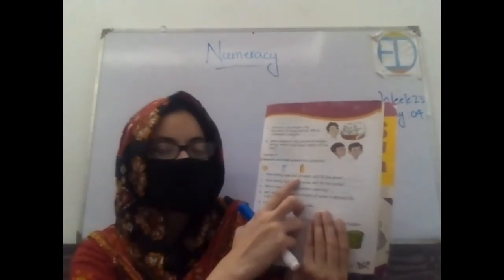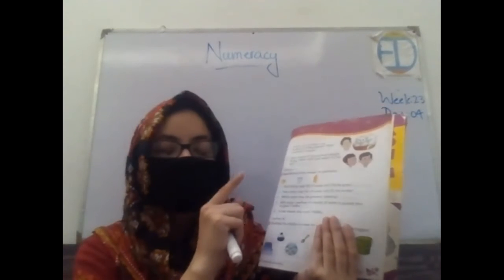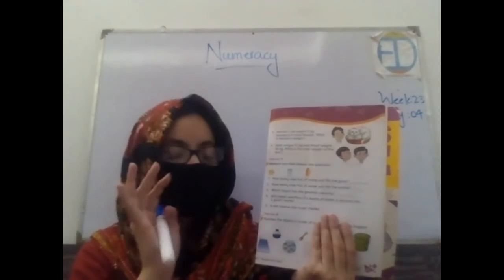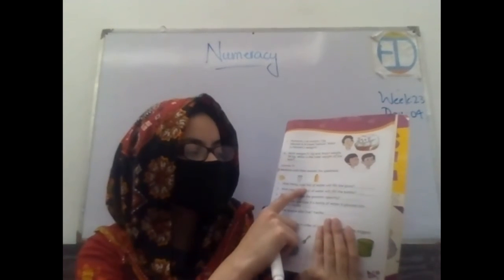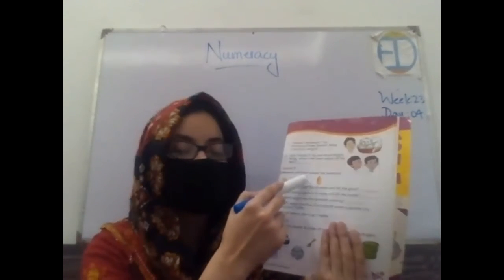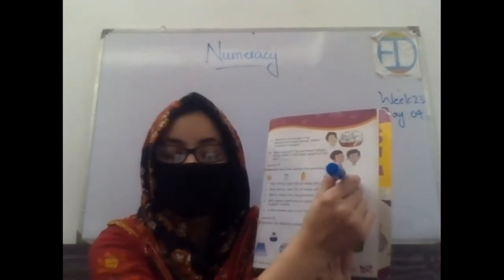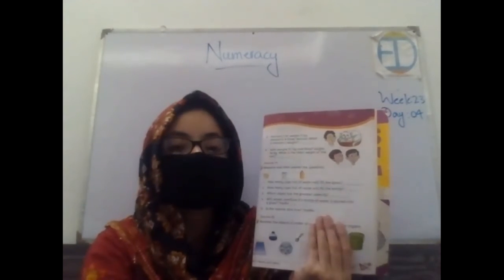Because you have to take these three things, a cup, a glass, and a bottle, right? Then you first have to fill them with water. How many cups full of water will fill the glass? You have to fill the glass first by using the cup, and then you have to write the number, that how many cups of water do we need to fill a glass.